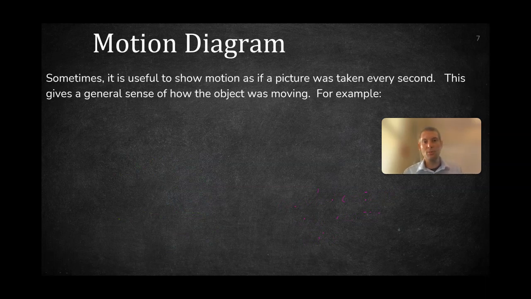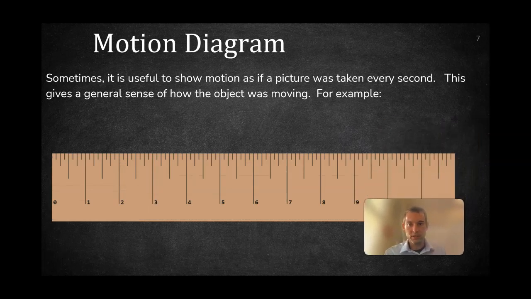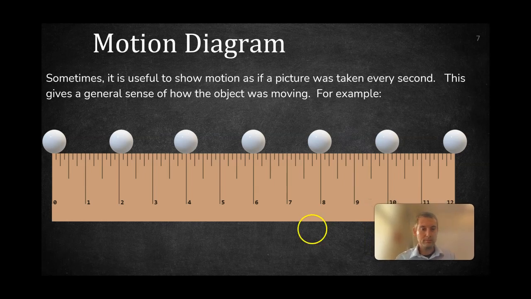Sometimes it's useful to show motion as if a picture was taken every second, or strobe light going off. This gives a general sense of how the object was moving. For example, we've got a ruler here. And we start every second, there's a position being shown. You can think about a strobe light going off or pictures being taken just to show where the object was.